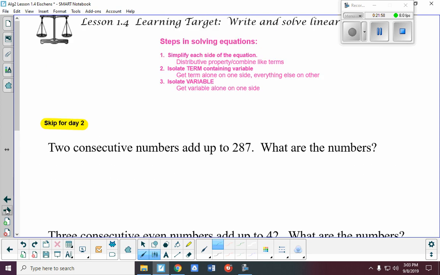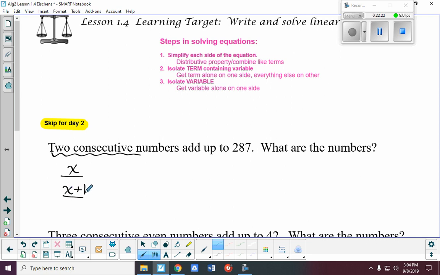All right, another problem for you. Two consecutive numbers add up to 287. What are the numbers? So you could sit and do guess and check on this. It might take you a while, but you could also solve this algebraically, which is pretty slick. Whenever you do problems that say consecutive numbers, the first one, you don't know what it is, so you call it x. The next one would be one more, so that would be x plus 1.